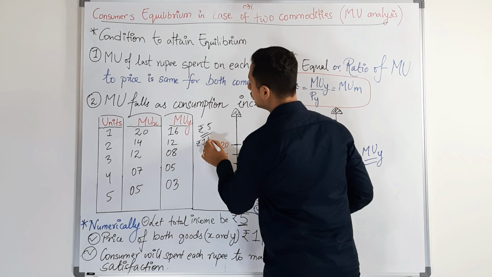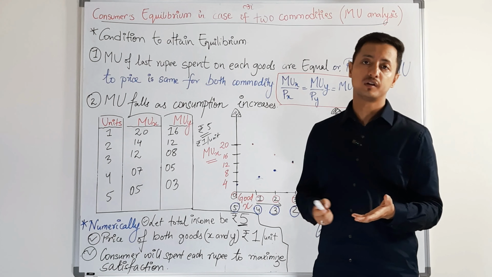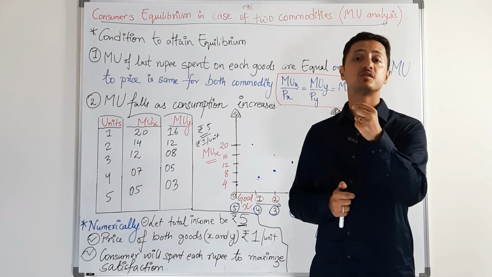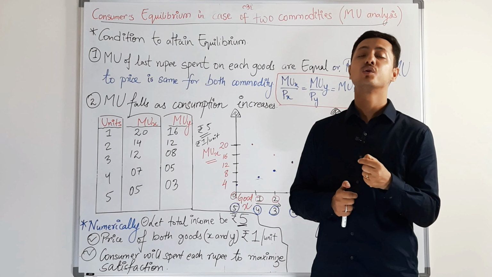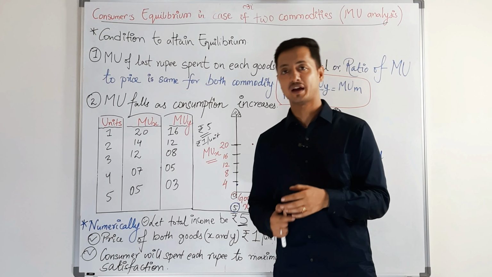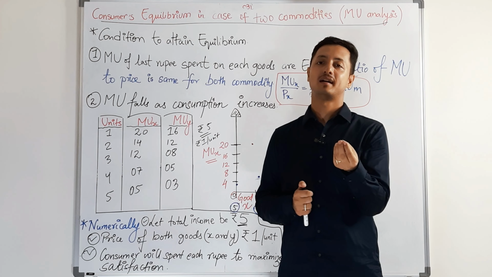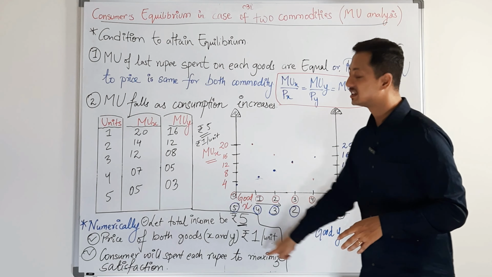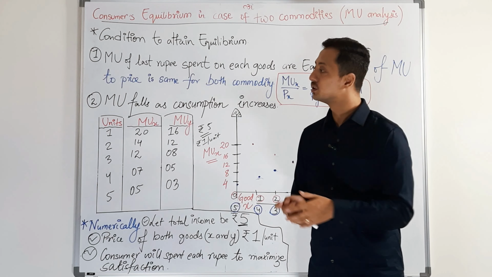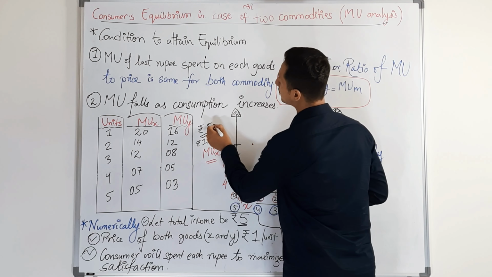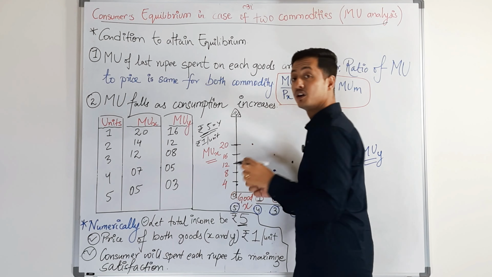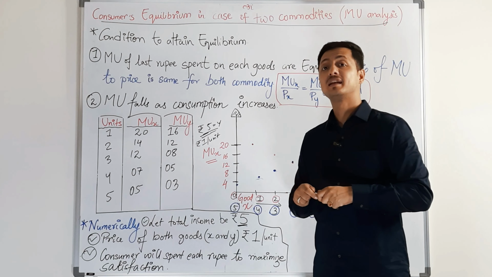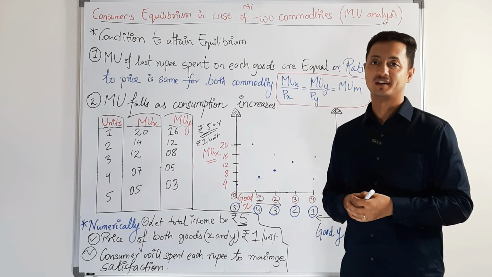Okay, then we assume a rational consumer. We have already covered this, right? We have already discussed this also. Consumers are rational, so the consumer would want maximum satisfaction by paying the minimum. The consumer will spend each rupee to maximize satisfaction. So out of the total income, that is 5 rupees, the consumer would want to spend it in such a way that he maximizes his utility.